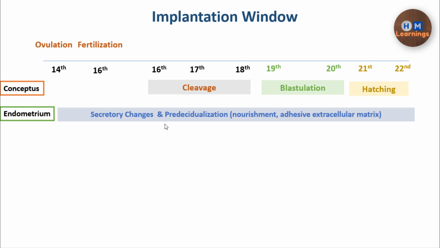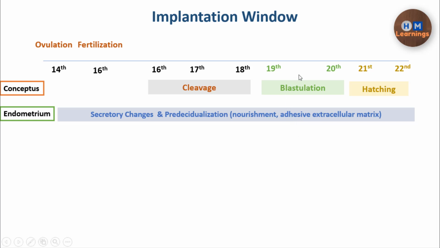This is the preparation of the endometrium to receive the conceptus, involving secretory changes and pre-decidualization, which happen under the influence of the hormone progesterone. Secretory changes increase the secretions by the uterine glands, which provide nourishment to the growing conceptus. In pre-decidualization, the stroma cells form decidual cells loaded with lipids and glycogen so that they can provide nourishment when implantation occurs. There is also production of extracellular matrix, including adhesive fibronectin, type 4 collagen and laminin, which make the endometrium adhesive so that the blastocyst could attach. So these are the changes happening in the endometrium.